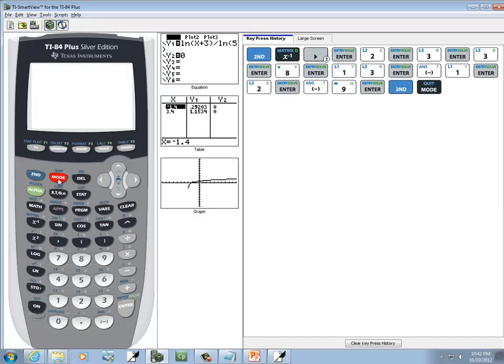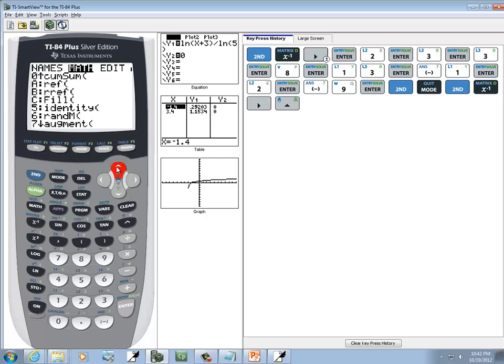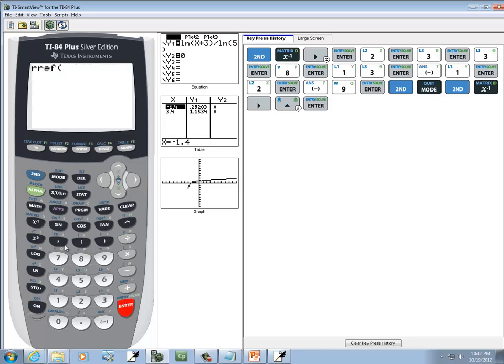So do second mode. Now we're going to go back into our matrix menu. So I do second, x and negative 1. We'll right arrow to math. We'll up arrow to RREF. Press enter on it. We'll go back into our matrix menu, second, x and negative 1. We'll do enter on A, and we do enter again.